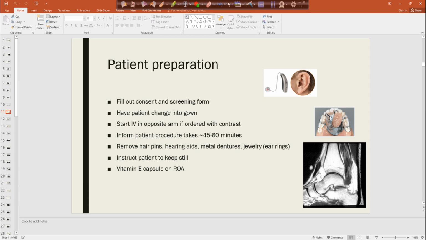Anytime you're doing MSK imaging, it's a lot of slices that you're covering, so the radiologist wants to be clued in on exactly where that pain is happening.